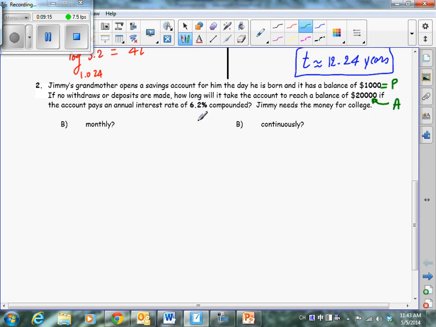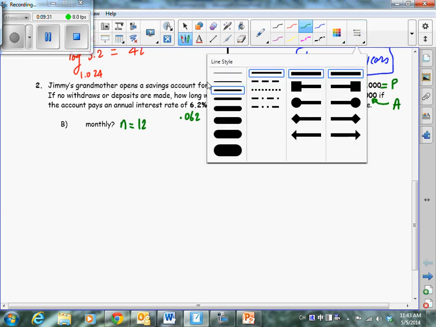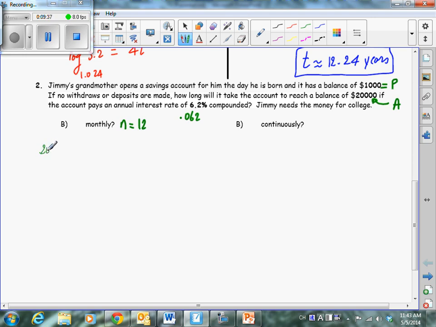The account pays an annual interest of 6.2%. That 6.2 is actually 0.062, compounded. We have continuously and monthly. Compounded monthly. Monthly means n is equal to 12. So let's go ahead and plug it into the equation. I will start by 20,000 is equal to 1,000 times 1 plus 0.062 over 12 to the power of 12t. Easy so far, right?